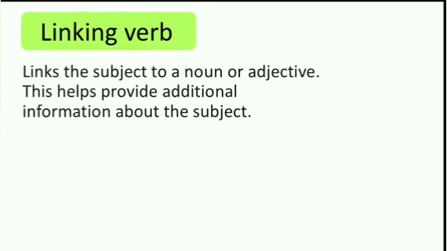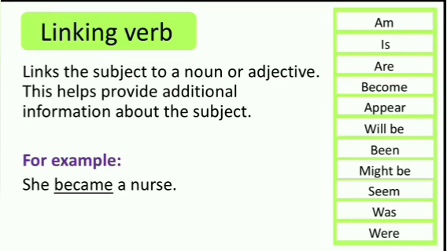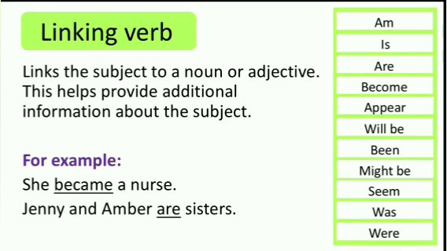Linking verb. These types of verbs link the subject to a noun or adjective. This helps provide additional information about the subject. This includes am, is, are, become, appear, will be, been, might, seem, was, were. For example, she became a nurse. Jenny and Amber are sisters.